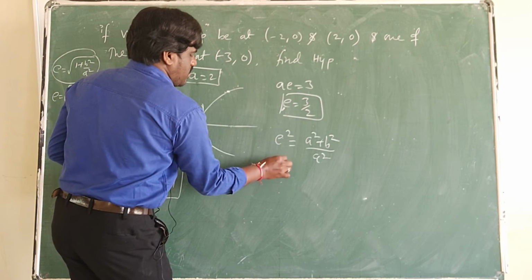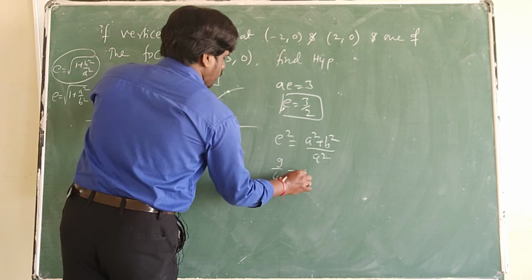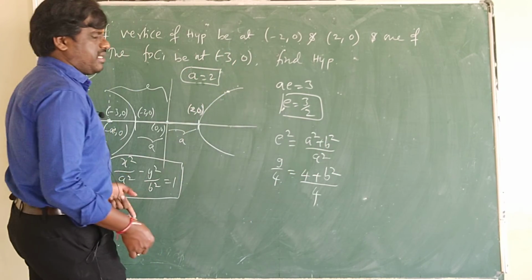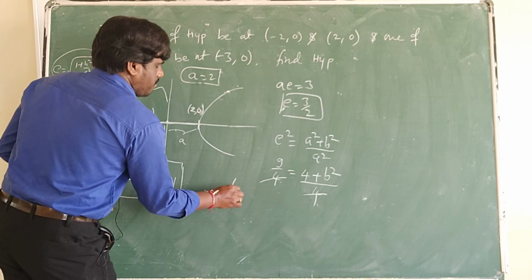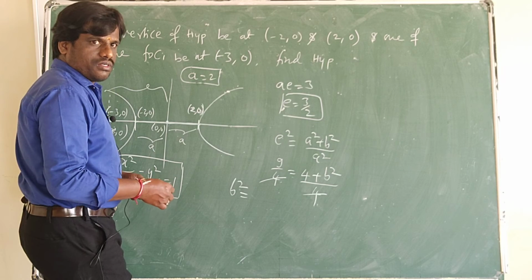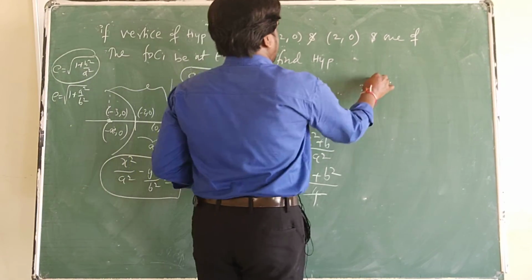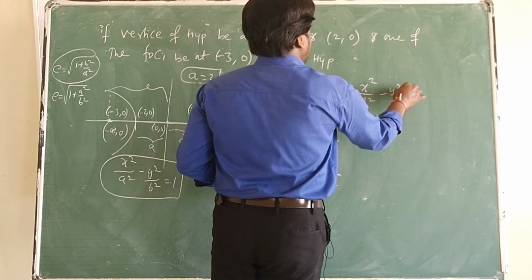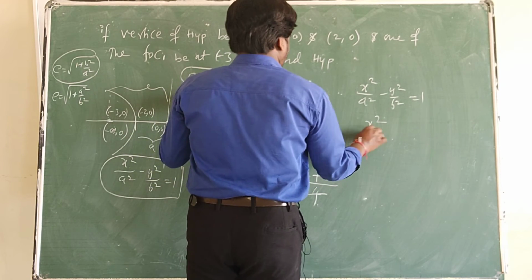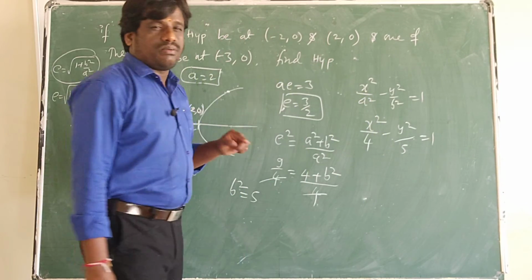So here the eccentricity value is how much? 3 by 2 whole square, that is 9 by 4. A square you have, A square is how much? 4. B square we don't know. From this you can find B value. This is cancelled. B square is equal to 9 minus 4, which is 5. So what is the equation here? X square by A square minus Y square by B square is equal to 1. So x square by 4 minus y square by 5 is equal to 1. Hyperbola questions are easy.